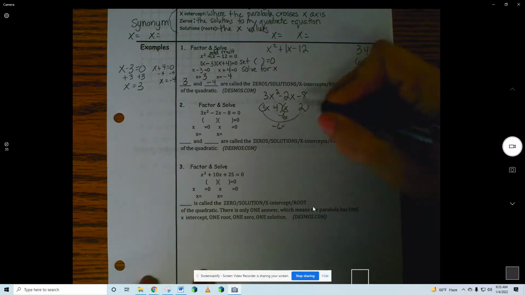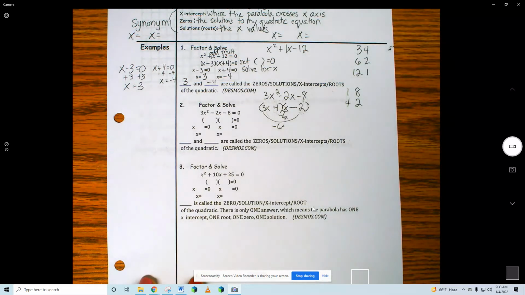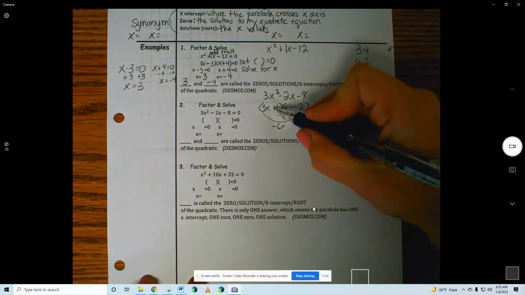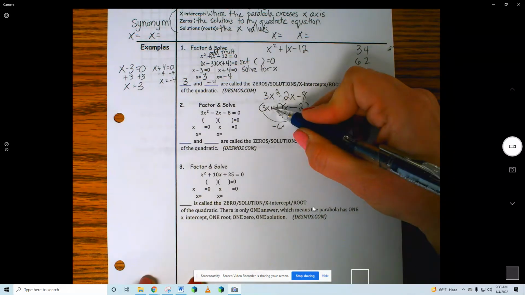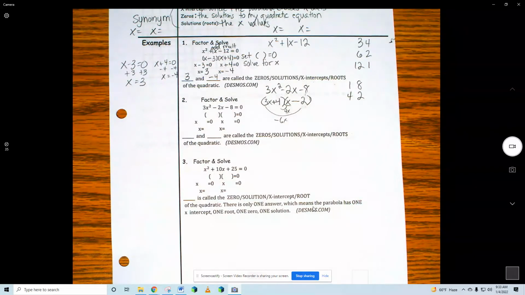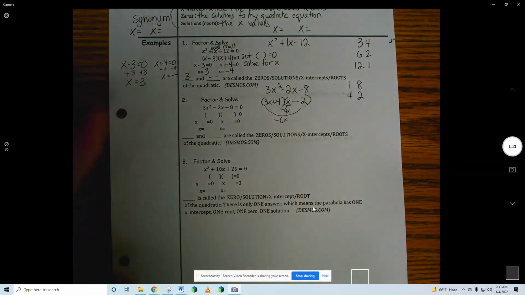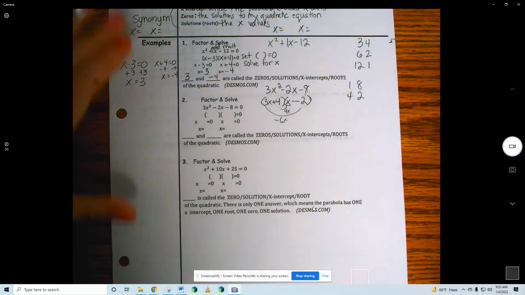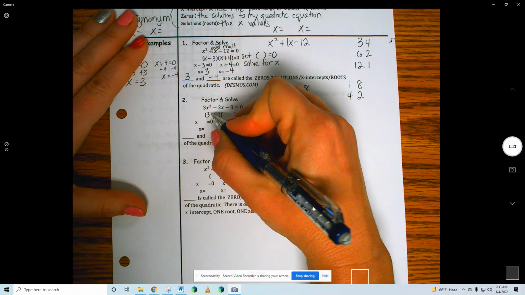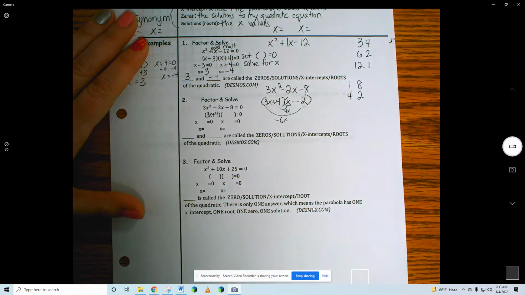The negative 6 goes with the 3 and the 2. That means that this 2 is negative right there. And the positive 4 would be this here. Okay. So those are my two parentheses. 3x plus 4, put it in here. 3x plus 4, x minus 2.